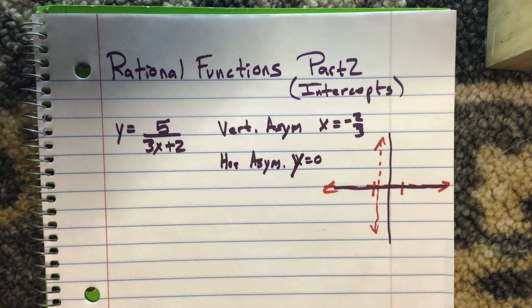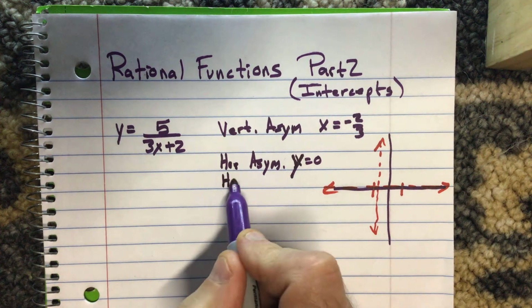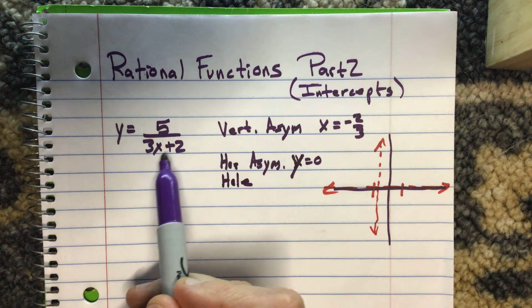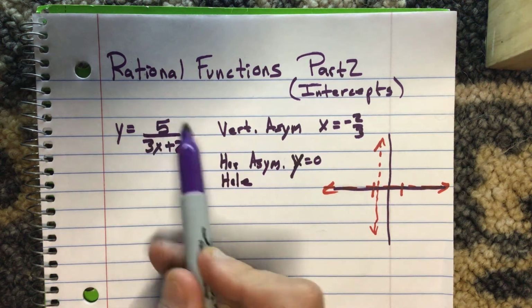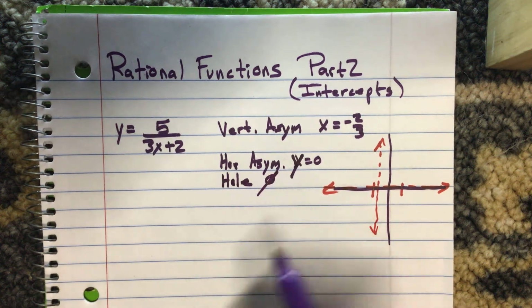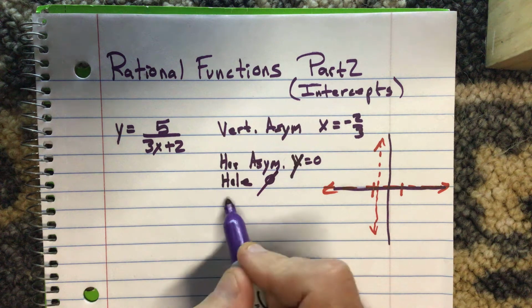Now I want to look at a hole, but there is no hole in this particular example because holes occur when you can't plug a number in and then suddenly you can after you've reduced it, but I can't reduce this function. It's as reduced as it can be. So there is no hole in this particular graph.